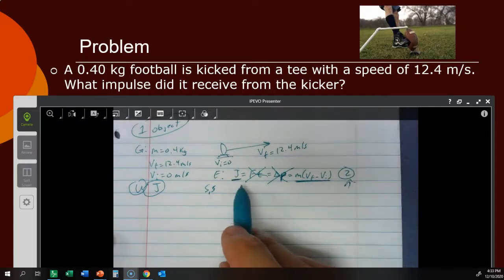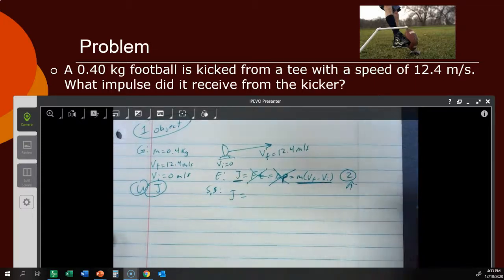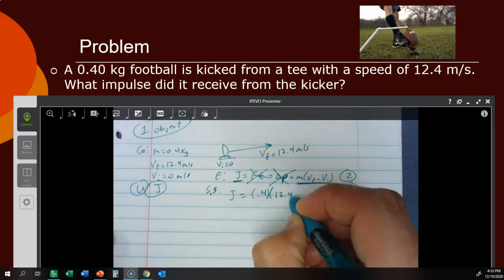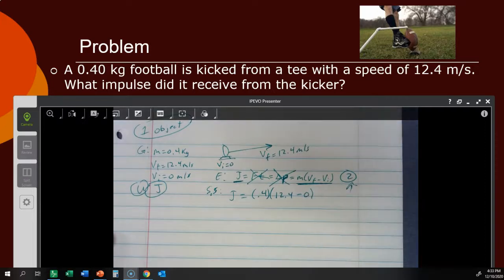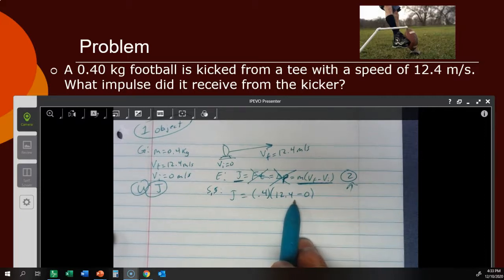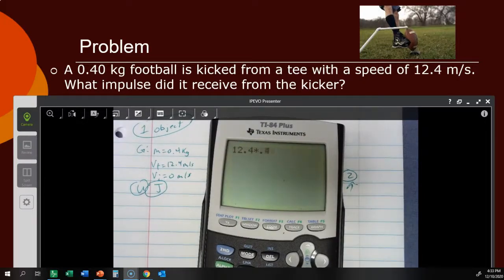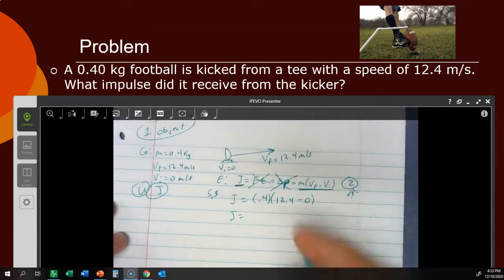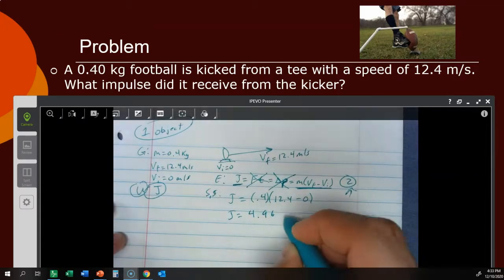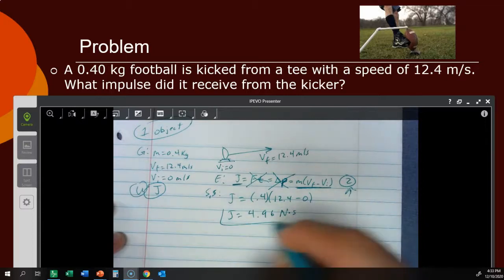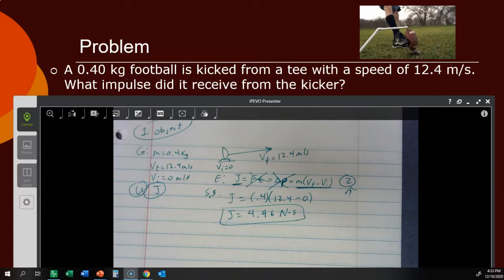So now we're going to substitute numbers into this. J equals mass is 0.4, final velocity is 12.4, initial velocity is 0. We're going to take care of what's inside the parentheses first, the mathematical operation inside the parentheses, which is really easy in this case. 12.4 minus 0 is 12.4. Now all I'm going to do is multiply 12.4 by 0.4, and I get 4.96. The impulse here is 4.96 or 5, and the unit for that is newtons times seconds. Newton seconds.